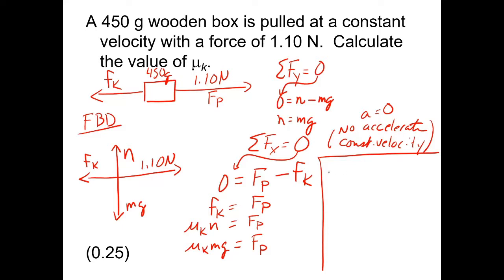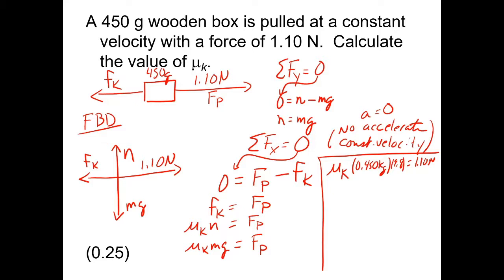And let's see what we know. We don't know mu k. We want to calculate that. The mass of the box is 0.45 kilograms. Watch out for that. Times 9.8 has to be equal to the force of the pull, 1.10 newtons.